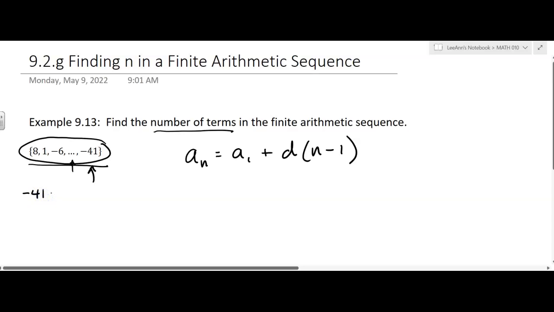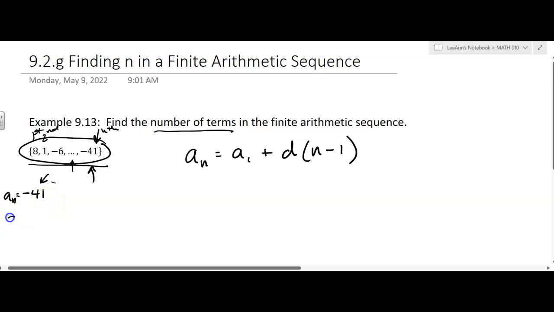-41 is going to be our nth term. I'll say a sub n. And we don't know what that n is. That's what we're trying to figure out. But the last term we have is -41. Okay? This is the first term. This is the second term. And then this is the nth term that we don't know what n is, but we're going to figure it out. So we're saying a sub n equals -41.